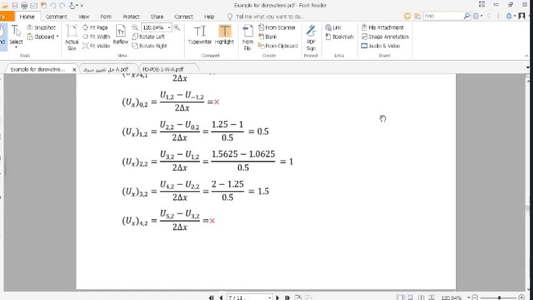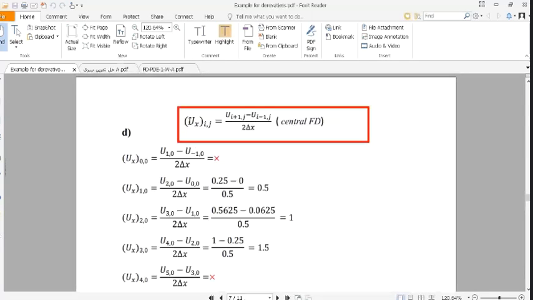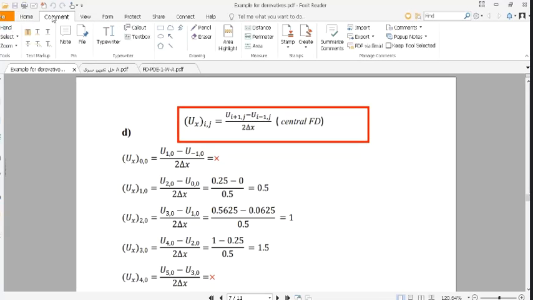In central finite difference, we have ux at i and j approximated by ui plus 1 and j minus ui minus 1 and j over 2 delta x. Okay? It means we should use the previous and the next point to approximate the ux at i and j.